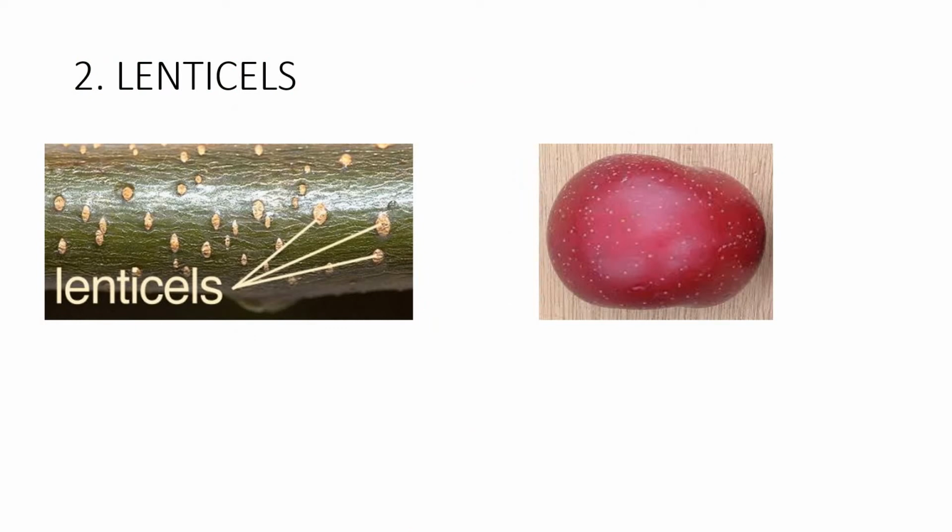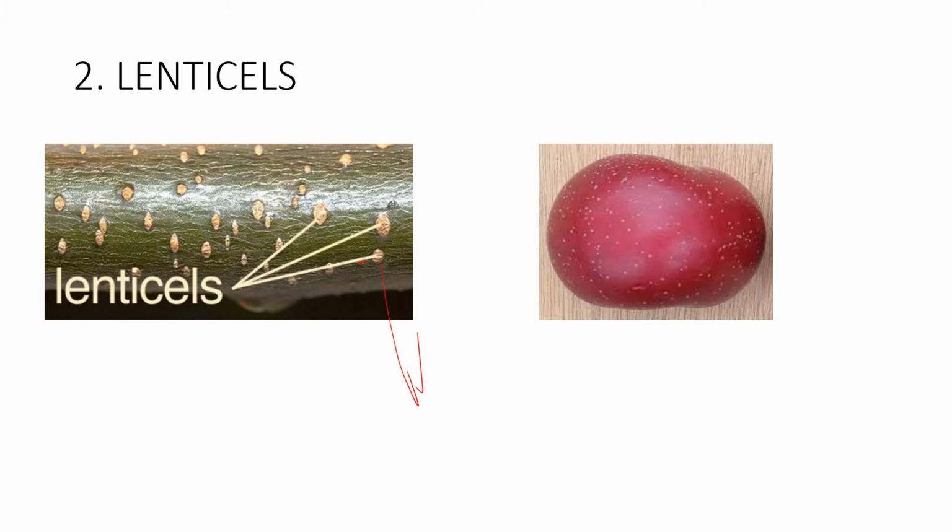Next is the lenticels. So what are the lenticels? They are openings found on the barks of trees, on stems and roots. If you look at certain plants or trees, you will find these small openings. These are called lenticels. They help in exchange of gases between the plant and the atmosphere. So the gaseous exchange takes place from these lenticels. They can be raised, circular, oval or elongated. That is the shape of the lenticels.